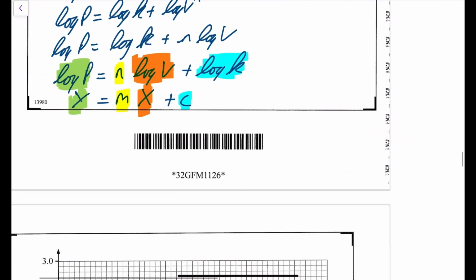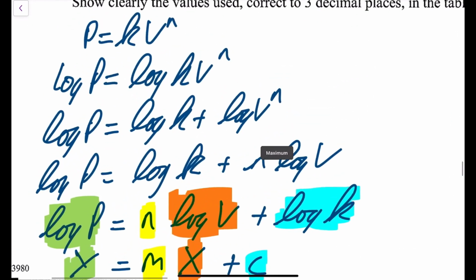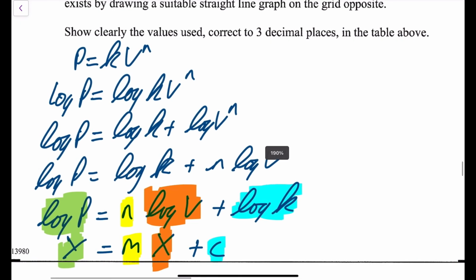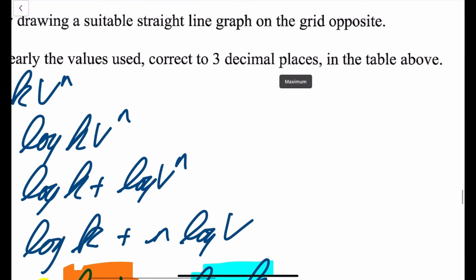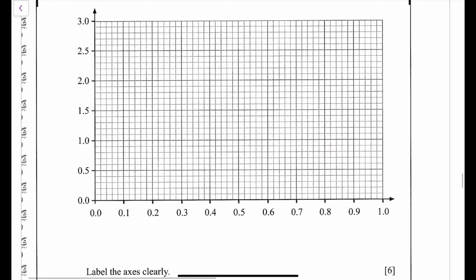Right, what the question says, verify the relationship of the form exists by drawing a suitable straight line graph in the grid opposite. This bit here I think is essential. I don't know what marks you get for this, to be quite honest, but we've got our values done to correct the 3 decimal places. That's what we've done above. Okay, right, we can plot this.